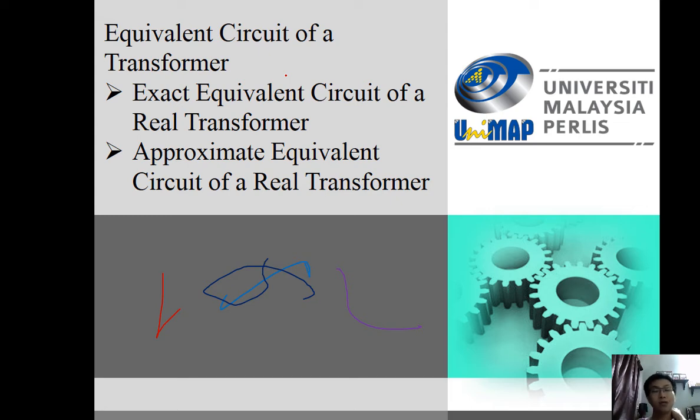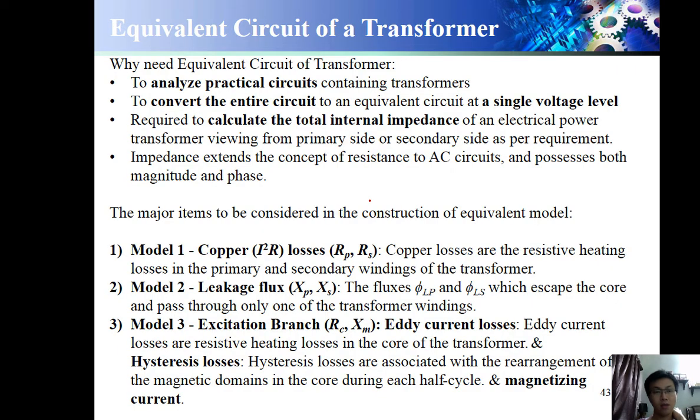So the process is we will study the exact equivalent circuit first, which we call the real transformer, and then we will approximate the equivalent circuit of the real transformer. So why do we need an equivalent circuit? Because we need to analyze the practical circuit containing the transformer. We need to convert the entire circuit to an equivalent circuit of a single voltage level.